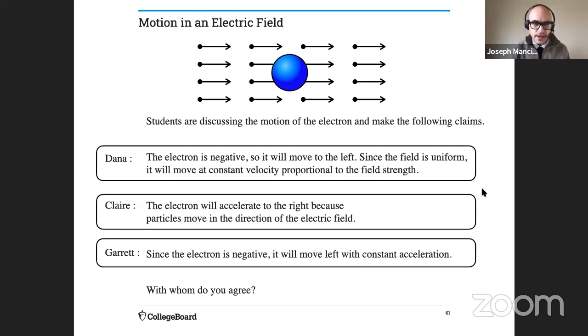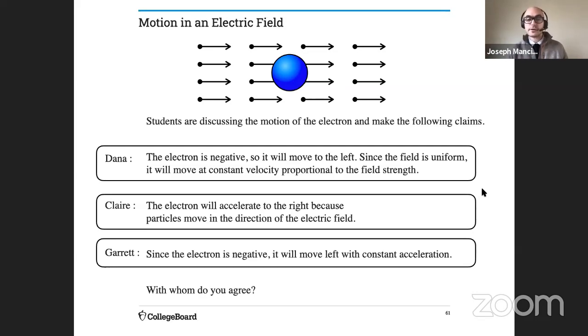Dana says the electron is negative. Correct. It will move to the left. Well, also correct. Since the field is uniform, the electron will move with constant velocity proportional to the field strength, and that is the one flaw in Dana's argument. The electron does not move with constant velocity. It experiences constant force, but the result of a constant force is not constant velocity.